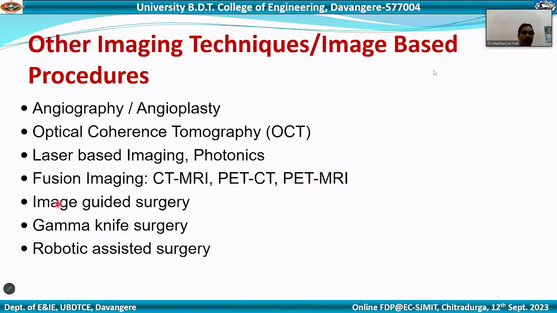Then you can use imaging for surgery. That is image guided surgery. We use imaging for gamma knife surgery to treat particular tumors in the brain. Another is robotic assisted surgery. Nowadays, as you have heard, robots perform surgery with a high level of precision. But to guide the robot we require images. That is called robotic assisted or image guided surgery.